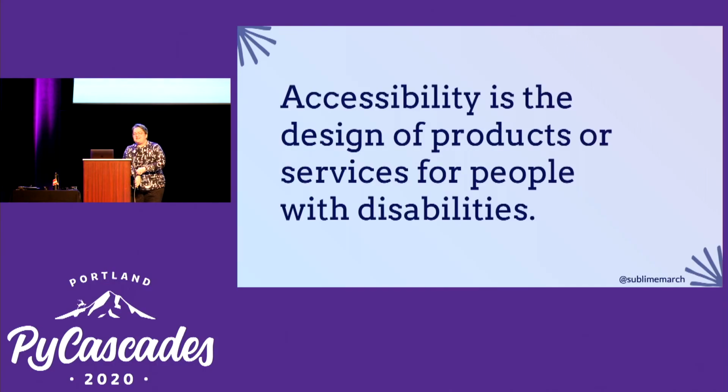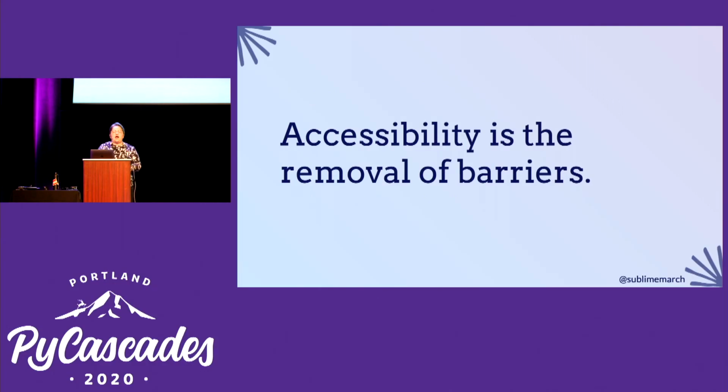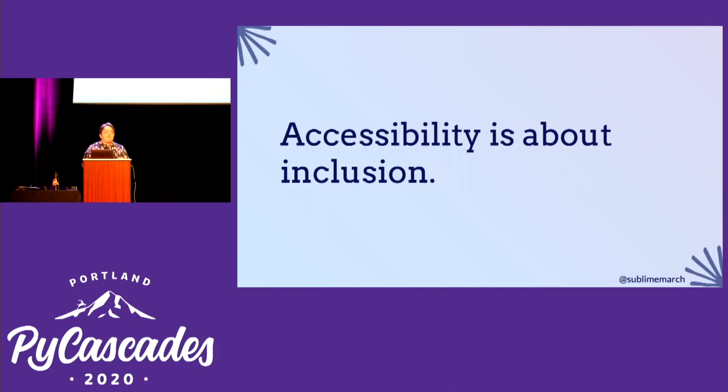All right. So let's all get on that same page, though. Accessibility, what is it? It's the design of products or services or places or stuff for people with disabilities. Accessibility is also about removing barriers that would prevent somebody with a disability from being able to use something fully. And really, accessibility is about inclusion, making sure that those of us with disabilities are fully able to participate in society the same as everybody else.